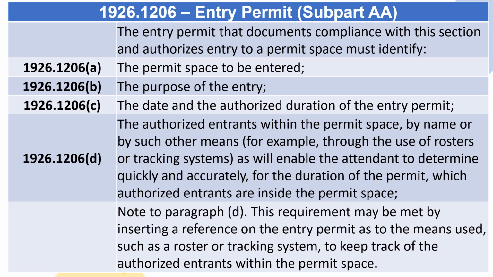the entry permit, (d) the authorized entrants within the permit space, by name or by such other means, for example, through the use of rosters or tracking systems, as will enable the attendant to determine quickly and accurately, for the duration of the permit, which authorized entrants are inside the permit space. Note to paragraph (d): This requirement may be met by inserting a reference on the entry permit as to the means used, such as a roster or tracking system, to keep track of the authorized entrants within the permit space.